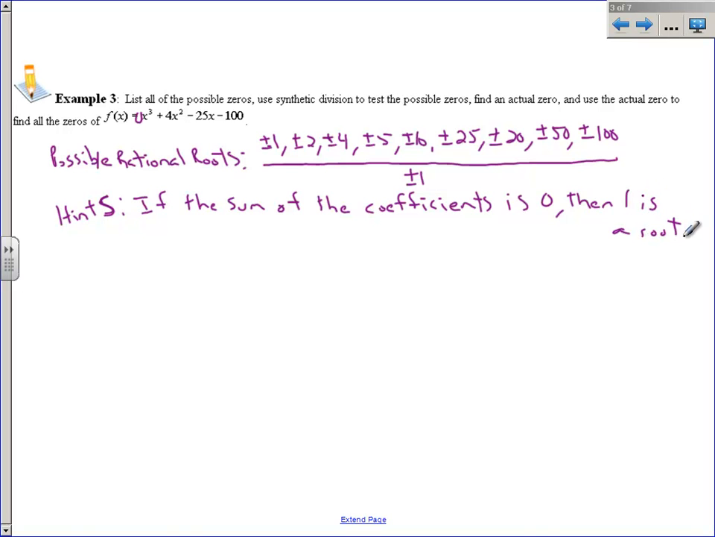So let's take a look. Let's add up our coefficients. We've got a 1, a 4, a negative 25, and a negative 100. So add them up. 1 plus 4 minus 25 minus 100. This does not equal 0. Therefore, 1 is not a root. So we've at least now broken it down some more. So we know not to try 1.